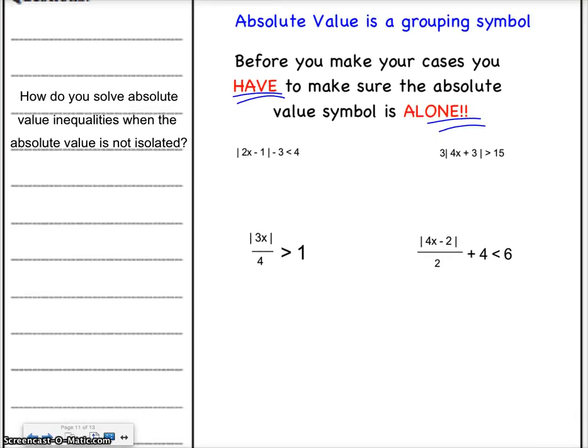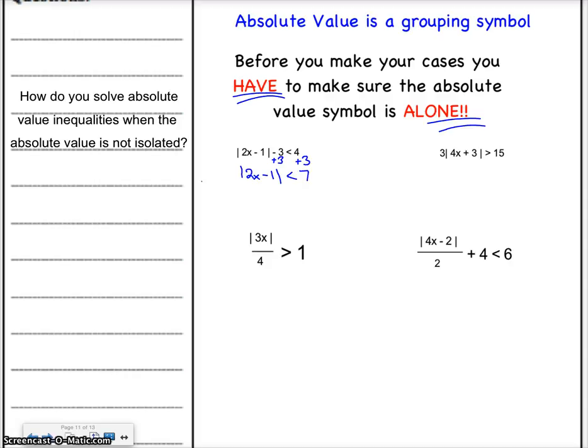So the absolute value of 2x minus 1 minus 3 is less than 4. Is my absolute value sign by itself? No, it's not, because this minus 3 is by it. So I need to get rid of that minus 3. So I'm going to plus 3 to both sides of the inequality. And then you get 2x minus 1 is smaller than 7. Now it's by itself. So now I can make my cases.